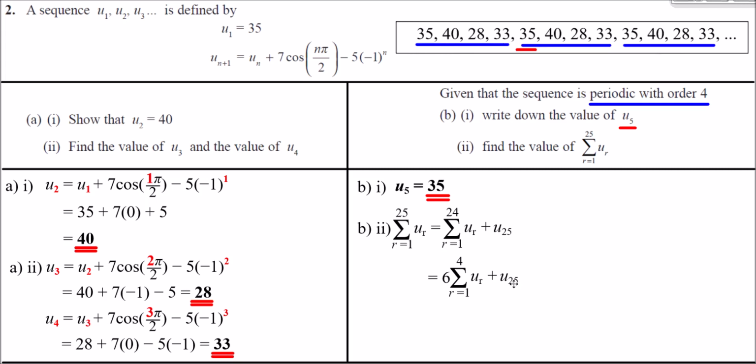You've got 6 lots of this block, so the 24th term would have been 33. U25 would be 35. So what we're actually adding up now is this expression. Repeating block of 4, 6 times, plus U25, which is 35. And if you try this on a calculator, typing it in very carefully, you should find that the sum of those terms comes to 851.